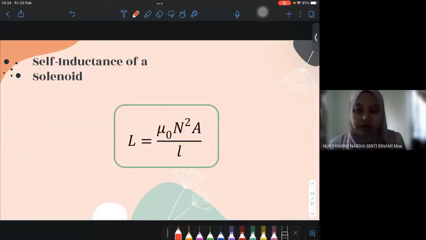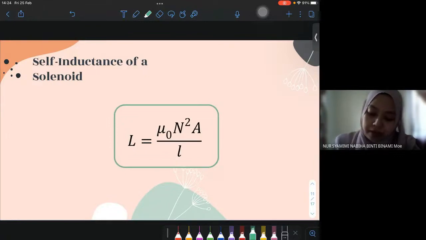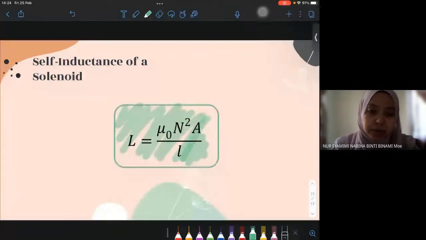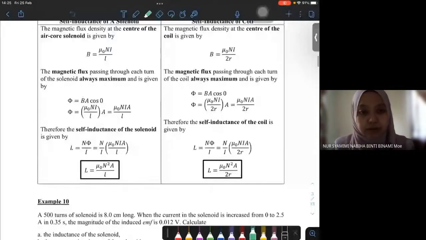Okay, so learning objective yang kedua, dia akan suruh use self-inductance of a solenoid and of a coil. So kalau solenoid, L equals to mu naught n square A over L. This also given in your list of formula. Okay, mu naught ialah constant, n ialah number of turns, A ialah area dan L ialah length. Right. Saya tak pasti dalam nota kamu dia ada derivation ataupun tidak. Yes, it has a derivation, but you don't have to know the derivation. Kamu perlu tahu how to use the formula sahaja.